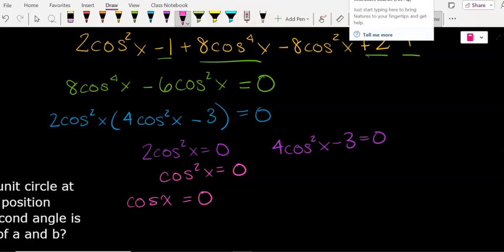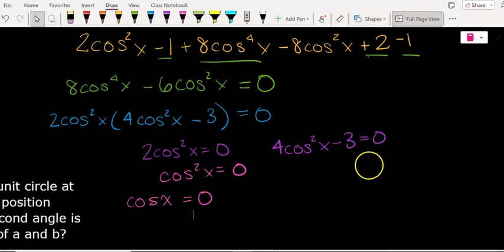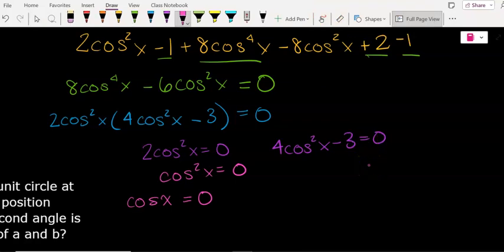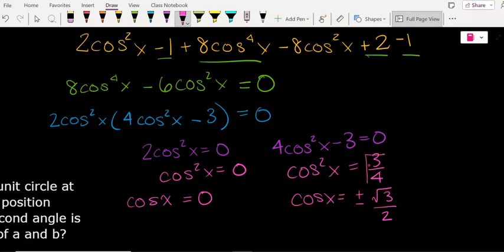Over here on this one, I'm going to add 3 and divide by 4. So that'll get me cosine squared x is equal to 3 over 4. And then I'm going to square root both sides. And so I get cosine x is equal to plus or minus the square root of 3 over 2. Remember, if I square root 3/4 it's the square root of 3 divided by the square root of 4. So that's how I get the 2 right there.